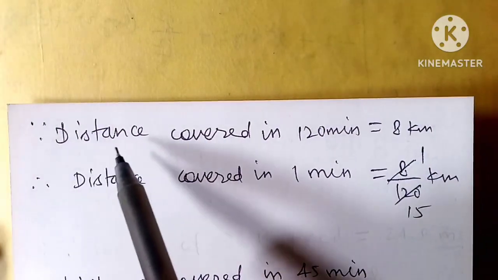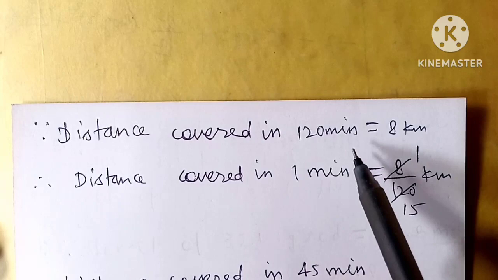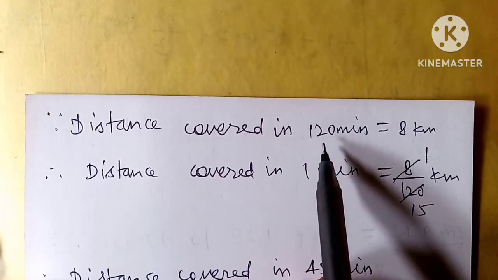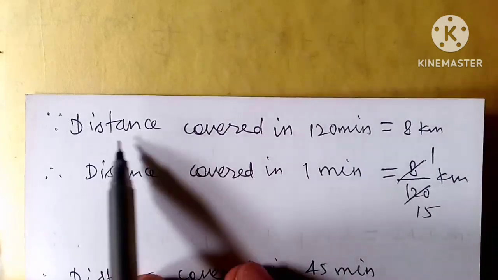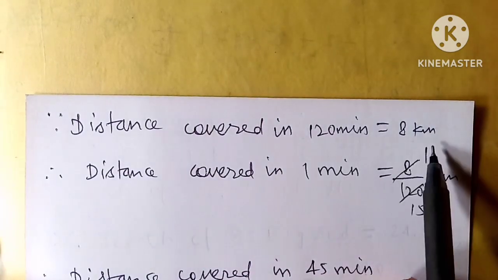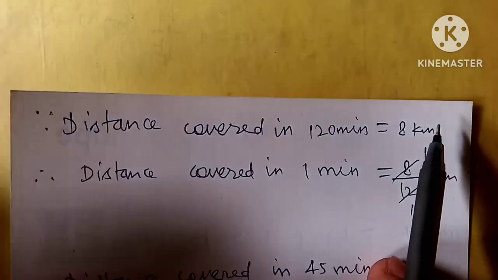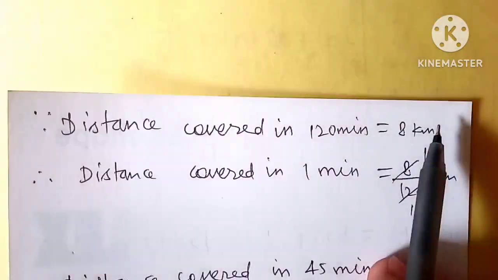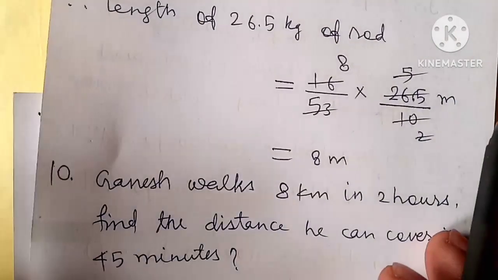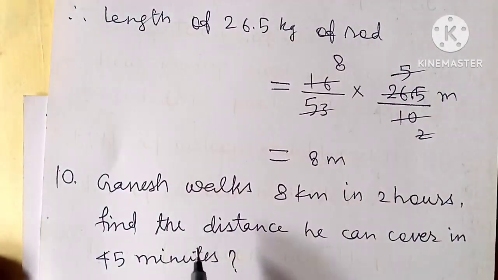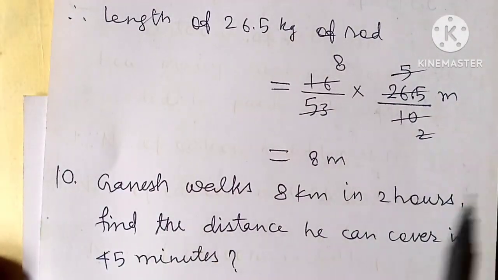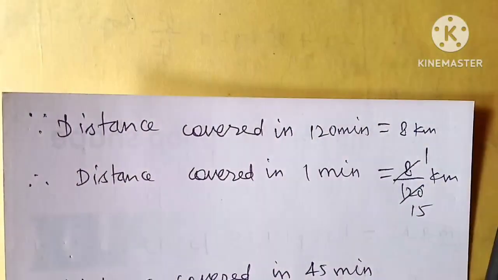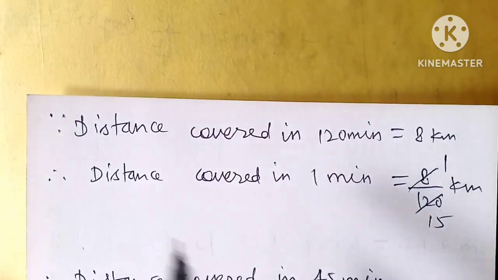So we can rewrite this sentence as: since distance covered in 120 minutes. In the question it was given 2 hours and it is 120 minutes. Since distance covered in 120 minutes is equal to 8 km. As the question asks for the distance, we must put distance on the RHS. So we put here 8 kilometer.